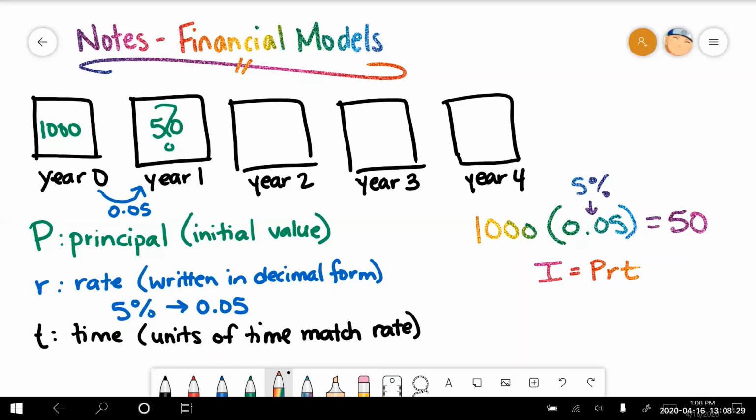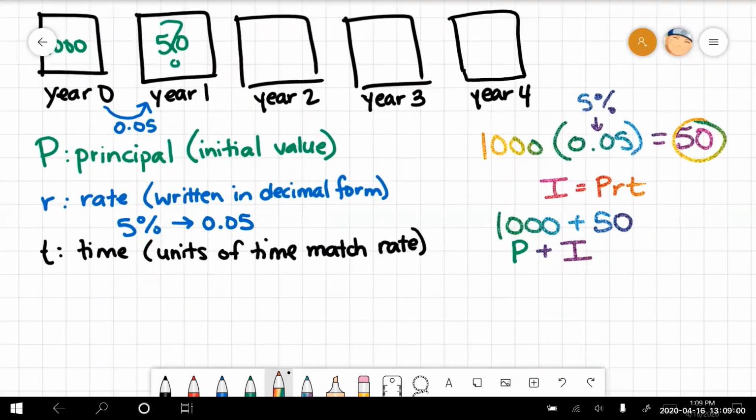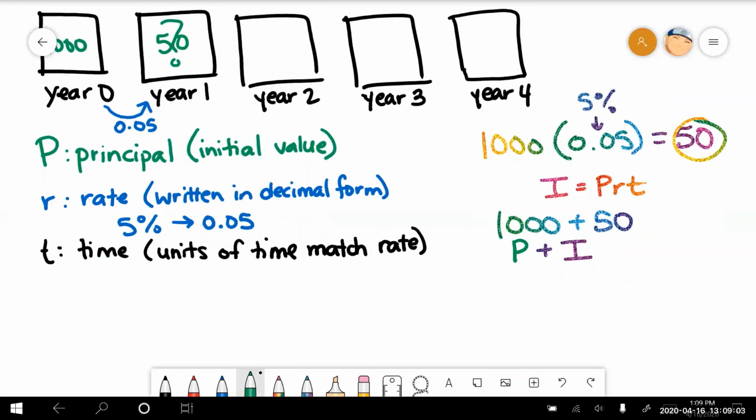And so what do you normally do with that interest? Well, thinking about it mathematically and financially, I would just take this $50 and I would add it back to the $1,000. So now I've got my principal plus my interest, but interest had its own simple interest formula.